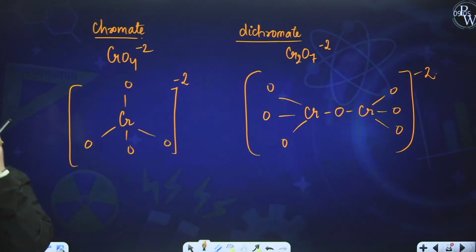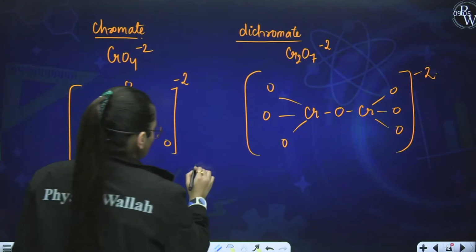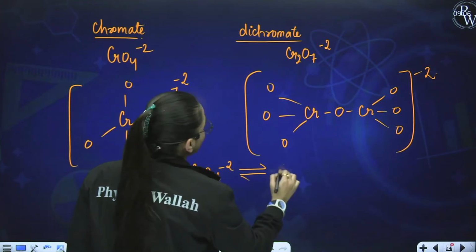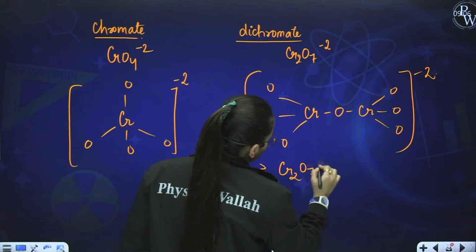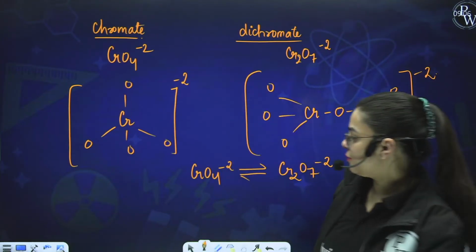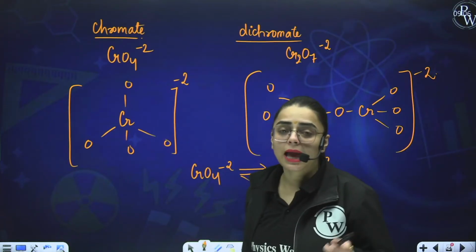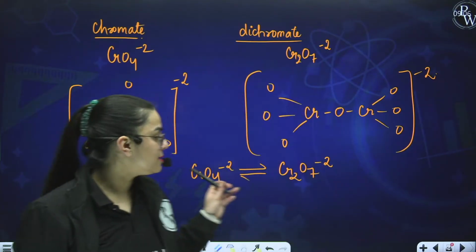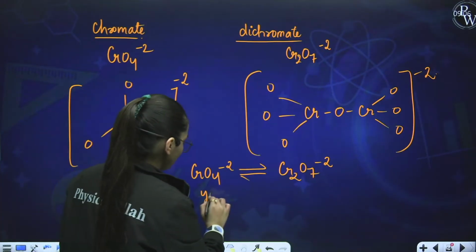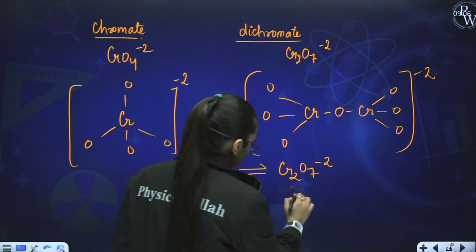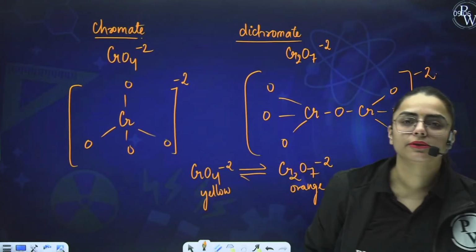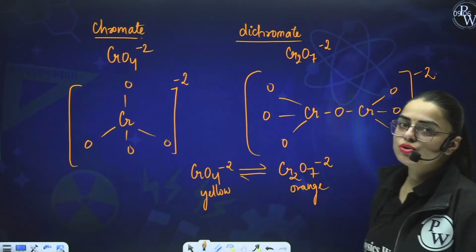Is it clear? Now, one thing I want you all to note. Chromate ion CrO4 minus 2 is in equilibrium with Cr2O7 minus 2. They come in equilibrium with each other. And if I talk about the color, the chromate ion is yellow in color while dichromate is orange in color. So you should also know the colors. Is it clear to you people? Kindly write it down, students.